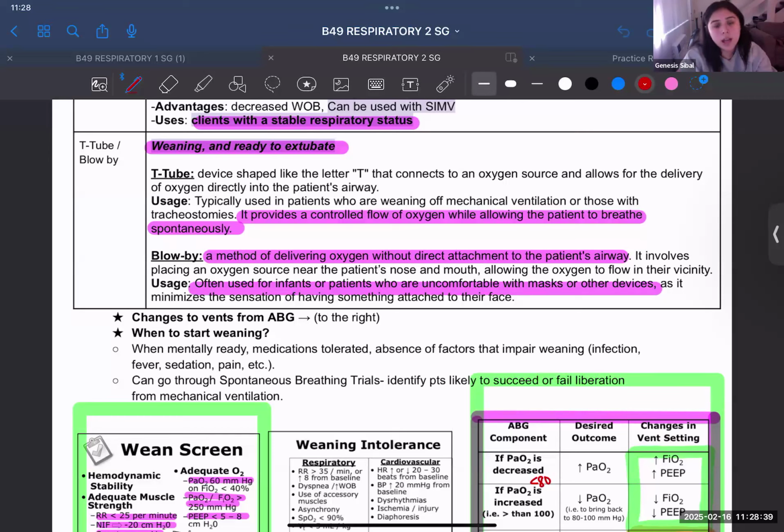So again, you're getting ready to extubate them. You wean them off of that. And then again, that's what the blow by is for. It's a method of delivering oxygen without direct attachment to the patient's airway. So that's basically how I would think about it.